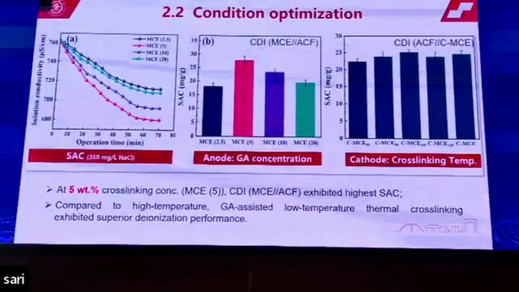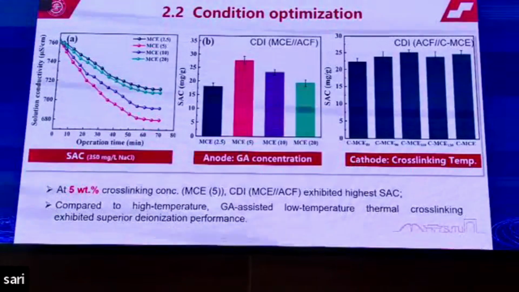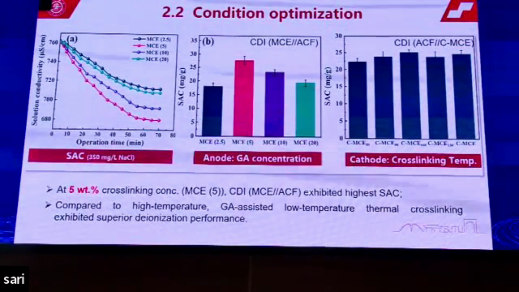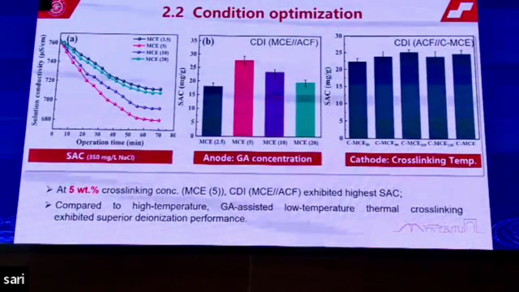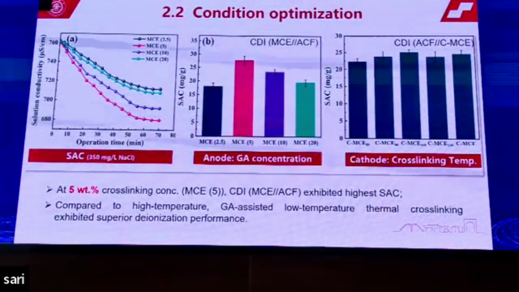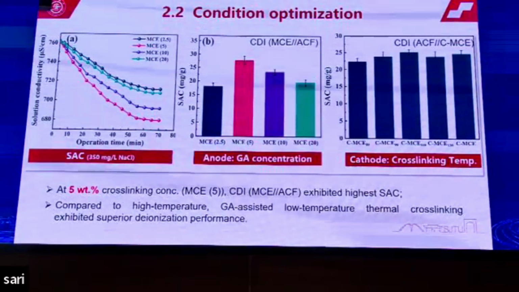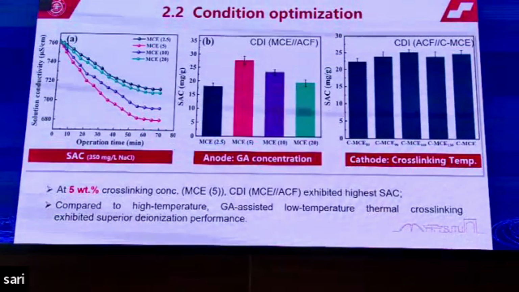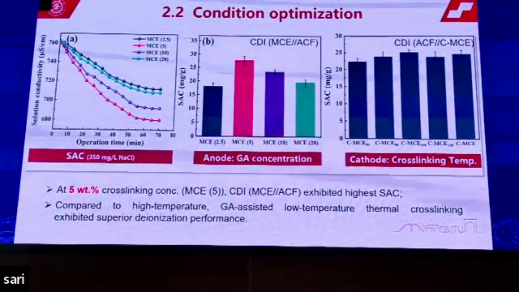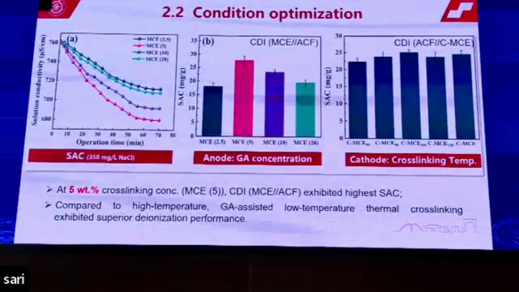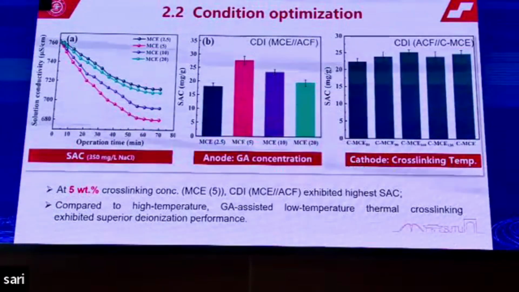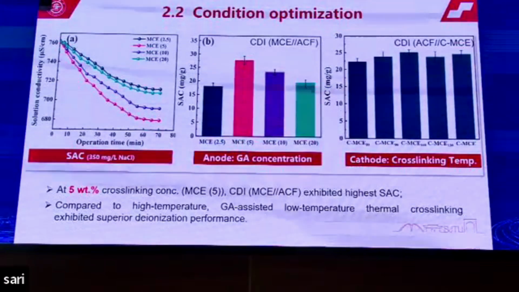So for the optimization, we first use the SAC as the guideline to say which kind is better. During the anode and cathode optimization, we try to investigate the effect of the different concentration of GA as a cross-linking agent. And also we use different temperatures to find the best condition for the preparation. After the modification, we found that when we use a relatively low concentration of the cross-linking agent, the CDI system will achieve a better SAC.